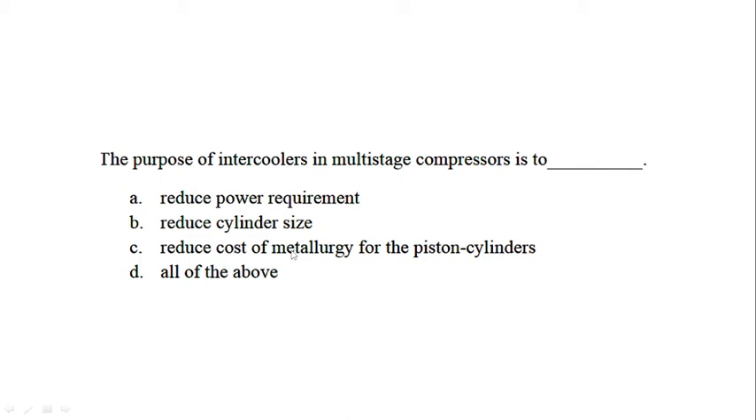So, next one, choose the correct statement about selecting a process vessel. Option A, horizontal vessels are preferred for foaming liquids. Option B, vertical vessels are the best choice for limited floor area. Option C, horizontal vessels are preferred over vertical vessels for low vapor to liquid ratio. So what is the correct answer?